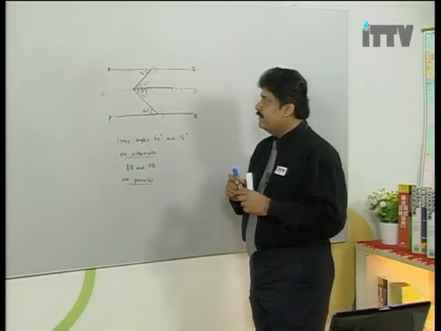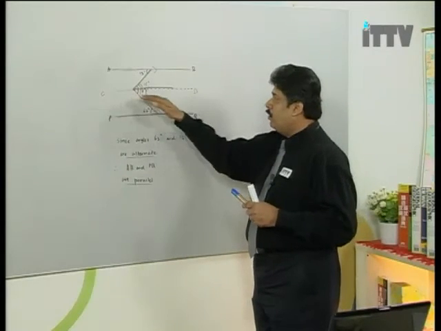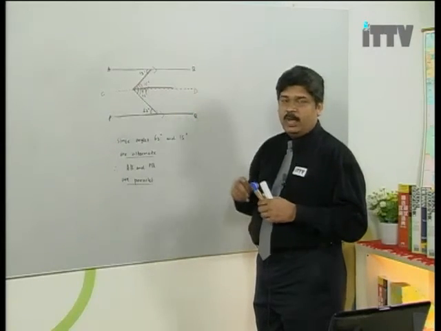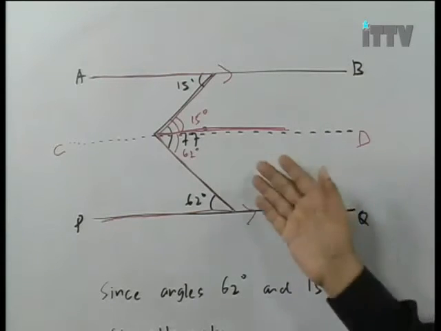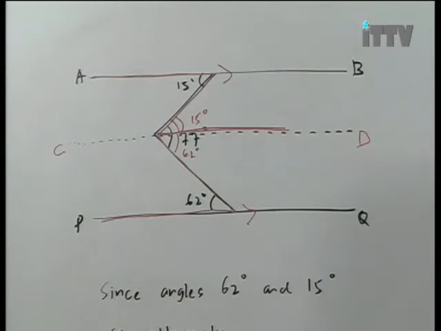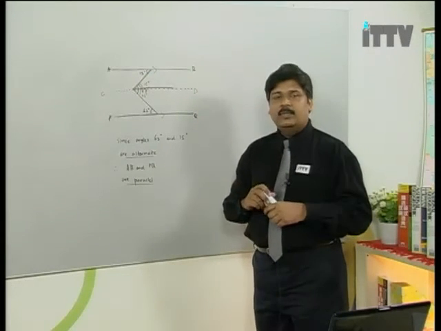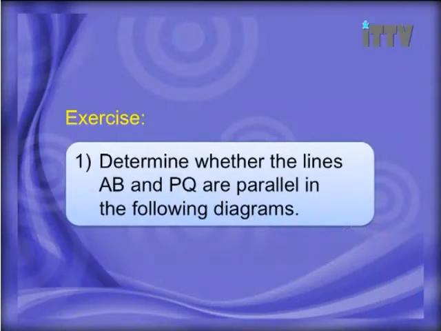So in your exam, if you see such questions, what you need to do here is, we got to draw or extend a dotted line across, and then we have to see whether these numbers here are alternate respectively. Once having established this, then you can conclude that both line AB and PQ are parallel. Let's look into the next question. Determine whether lines AB and PQ are parallel in the following diagram.